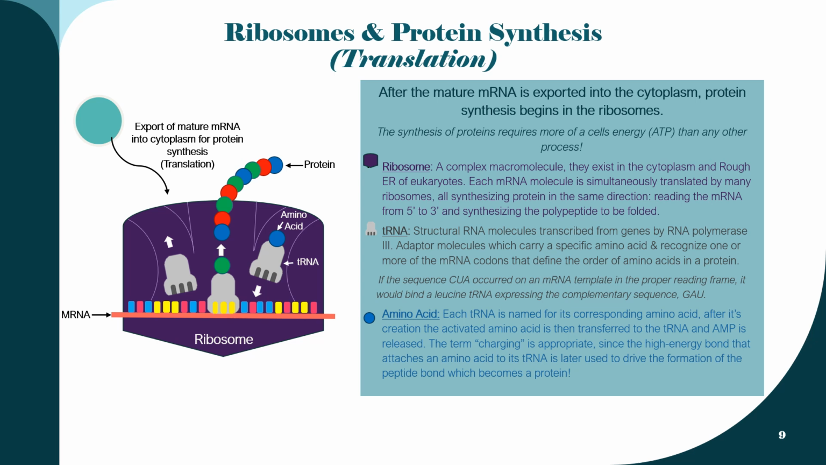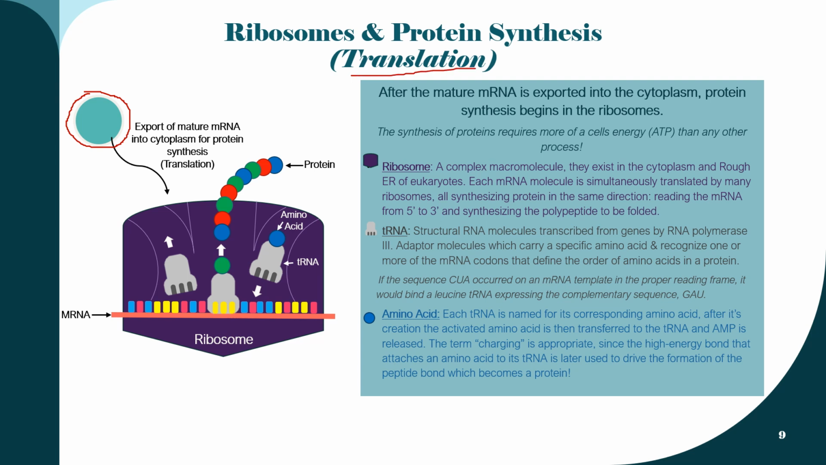Okay, so I'm trying to continue with the theme of all these colors to keep you on track. Remember, this little blue dot here was supposed to represent that nucleus where we did all of the pre-mRNA processing. We moved it out into the cytoplasm. Here it says export of mature mRNA into cytoplasm for protein synthesis or translation. So now let's talk about ribosomes and protein synthesis, also called translation.